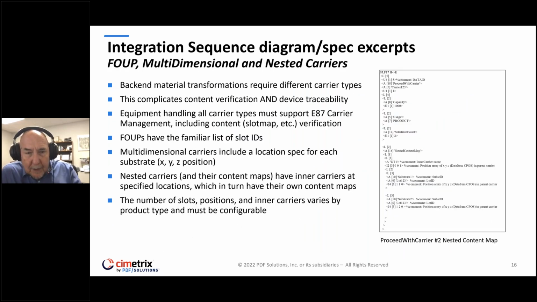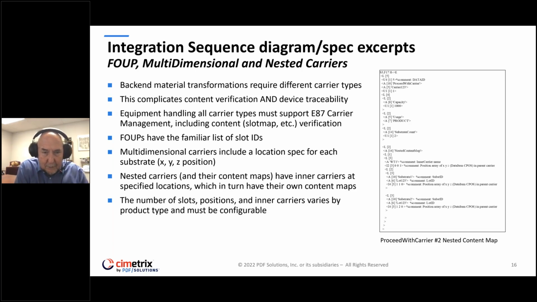So let me cover a couple of specifics in here. Brian will get into this in more detail when he talks about the reference implementation, but for the carrier handling, there are three types of carriers: the FOUP, which handles the incoming wafers; a multidimensional carrier, which is something that has, let's say, layers of strip charts in there, or strips that you would have chips in. So you can't just reference it with a slot number.